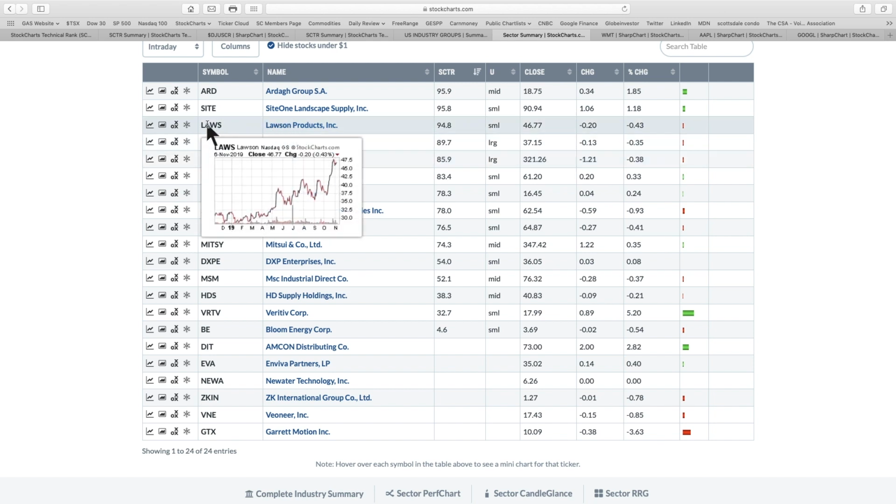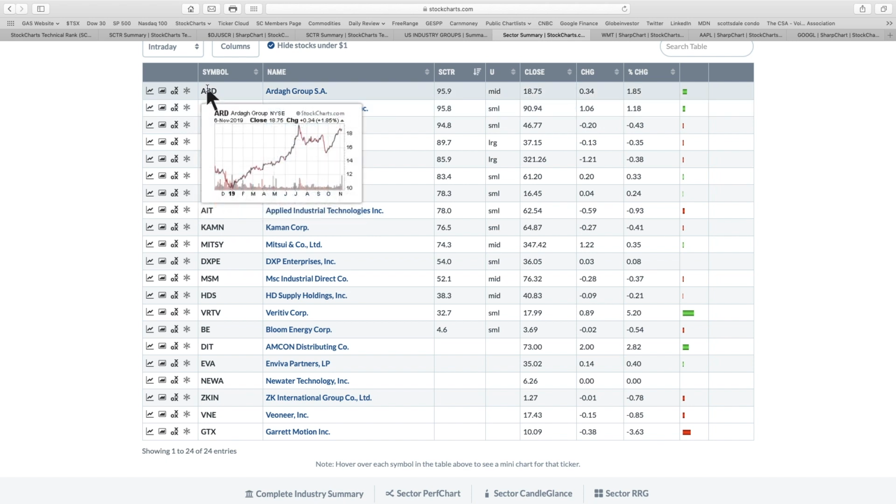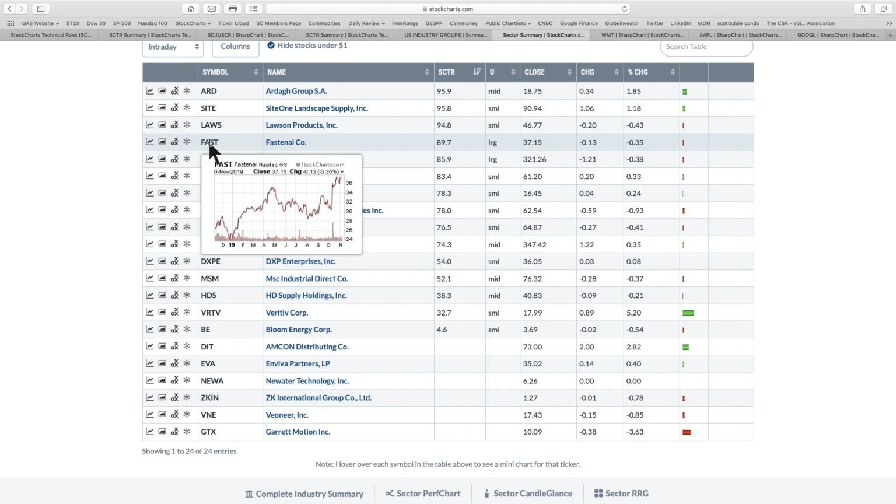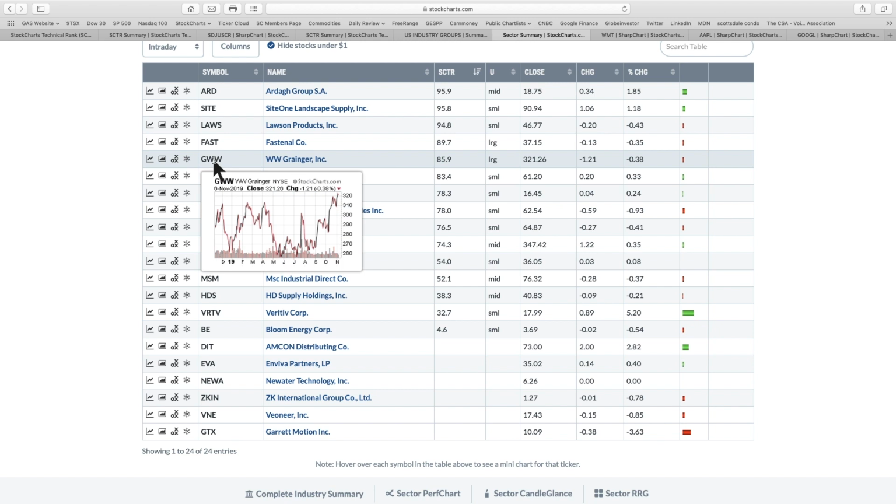Here's Lawson Products. I don't know what they make, but obviously some investors like it. Site One Landscaping breaking out. And here's Fastenal. The chart went ballistic about a month ago and is now moving up really nice. Grainger breaking out to new highs.